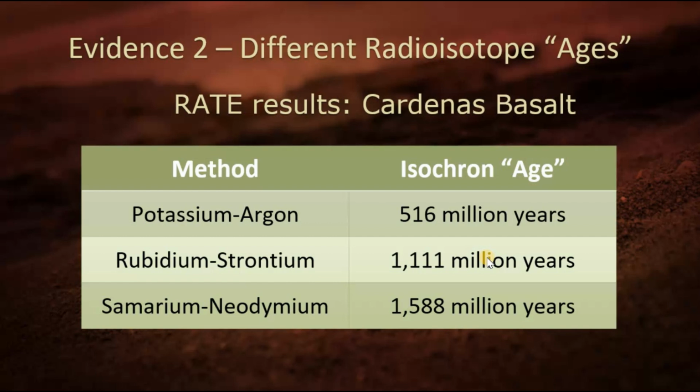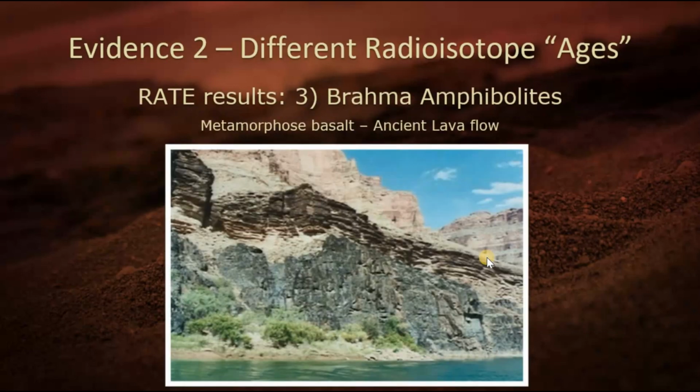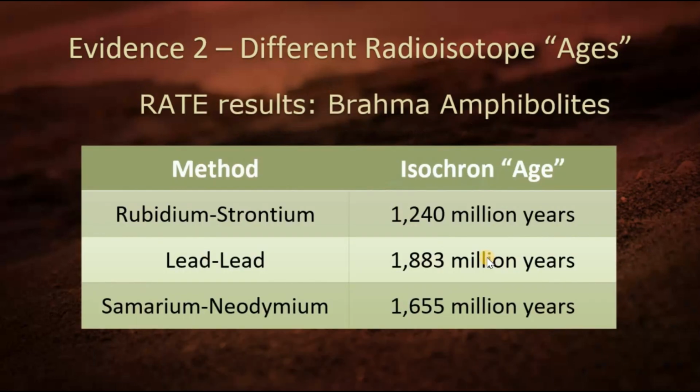In fact, if you look at the bottom, it's 3 times longer than the one at the top. These results are no good at all. And they're supposed to all match each other. The third, they used a metamorphosed basalt ancient lava flow, and rubidium strontium came back with 1,240 million years, lead 1,883 million years, and samarium neodymium came back 1,655 million years. So you can easily see these dating numbers are not the same.